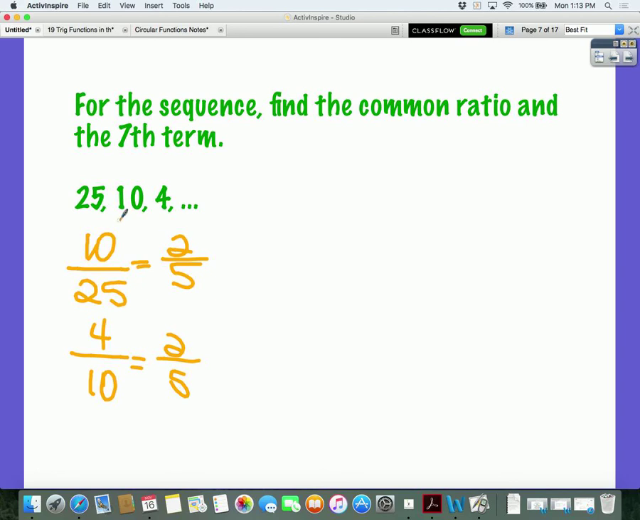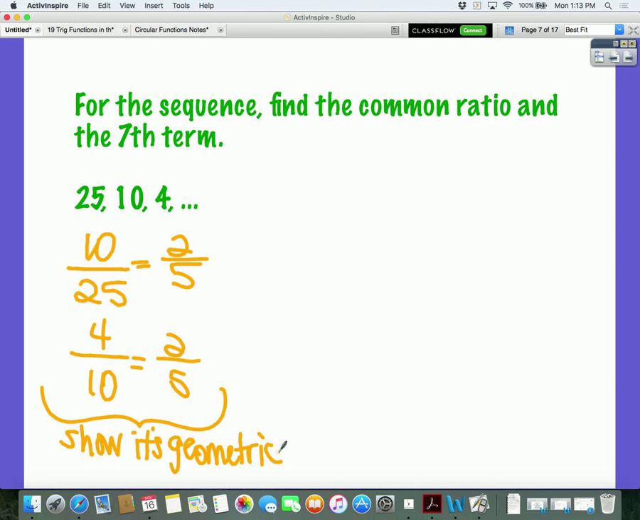If they ever ask you to show that something is geometric, this is what you would do. This is how you show it's geometric. You take every term and divide it. You wouldn't just do the second with the first. You have to do every single term they give you in the sequence to show that something's geometric.